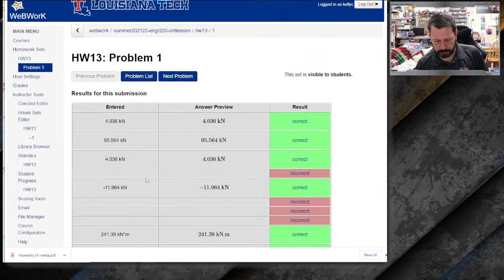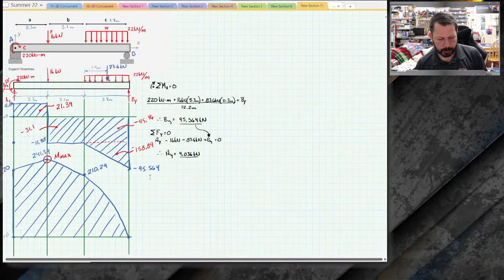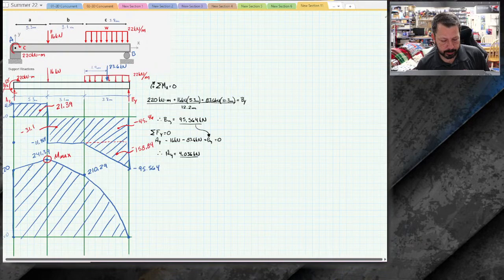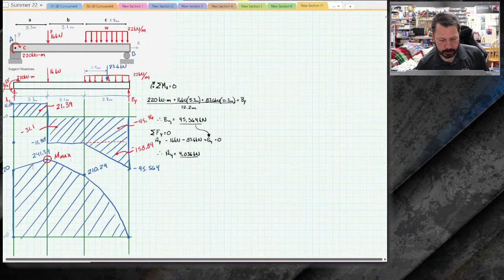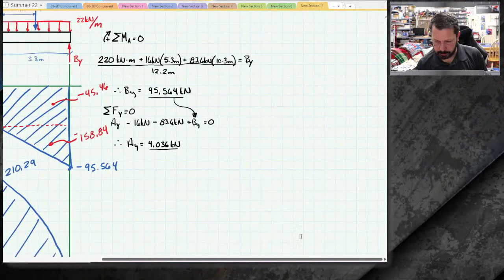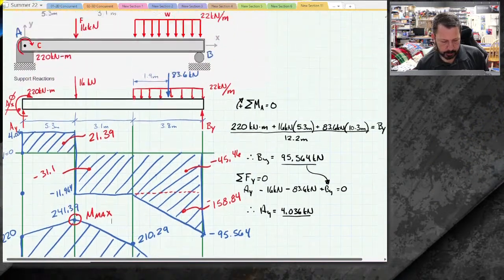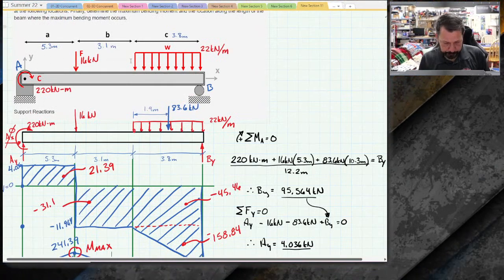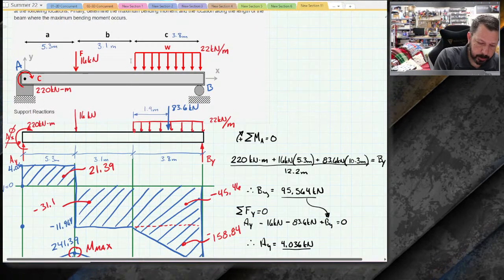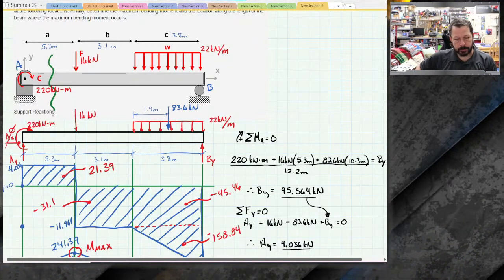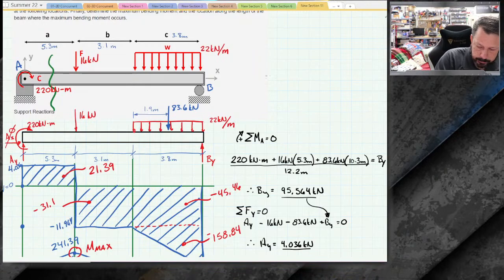So we got those right. Let's do one of them the right way, just so that we can develop the equation. So what you would do is, let's go back to a little bit larger here. You would take, for instance, this first section, cut it open right there in the middle, and draw that free body diagram.